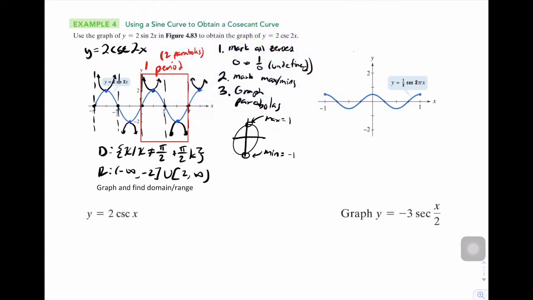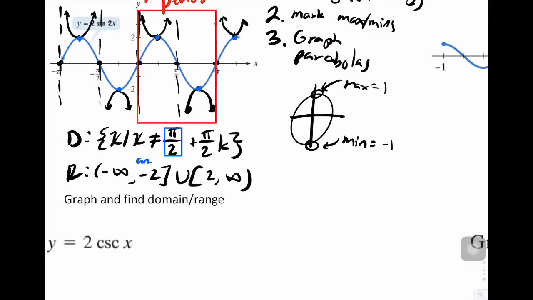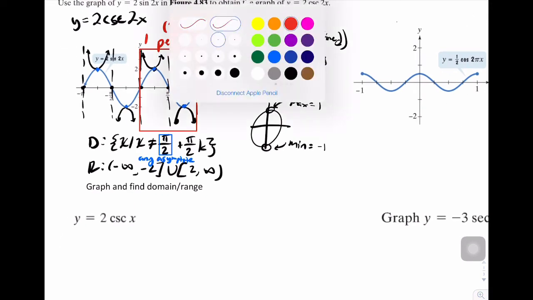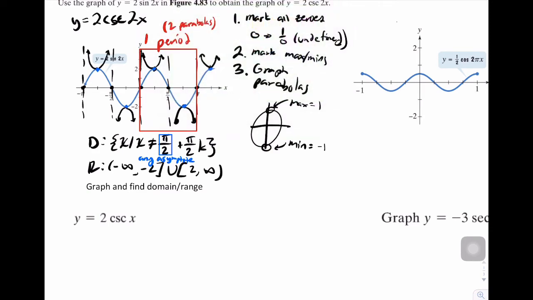For your notes, just notate this thing right here. That's going to be any asymptote. And this part right here, this is going to be 1/2 the period. Because notice how the asymptote cuts exactly half the period. So if you look at this part right here, that's exactly half the period.